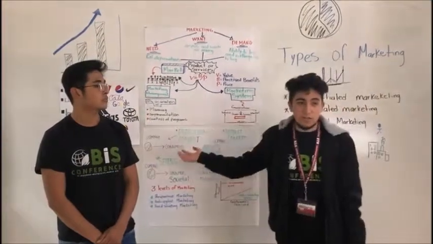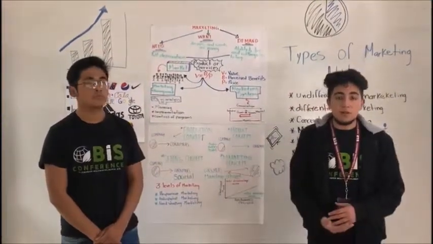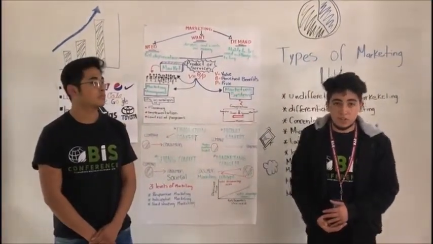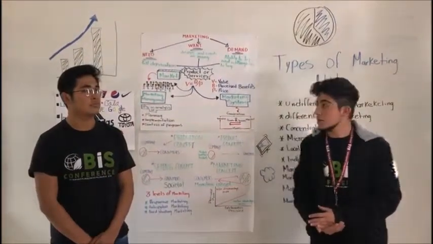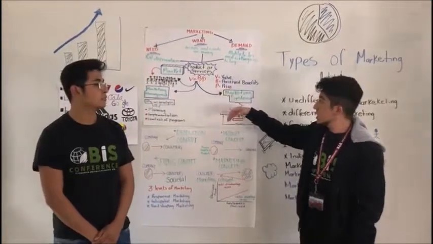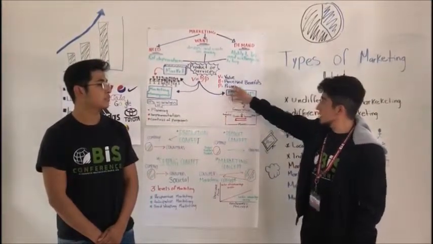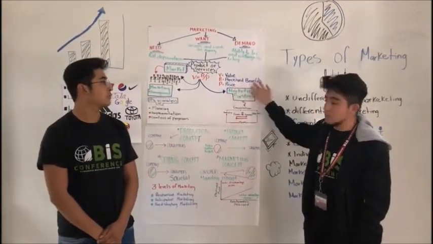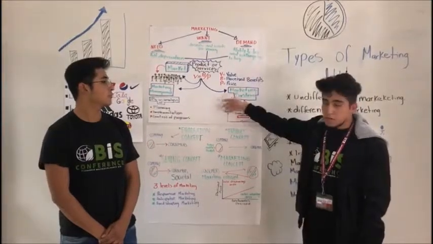The products and services. Product refers to a physical object and service refers to an intangible object. The formula of value is next. V represents value, B represents benefits, and P represents price.